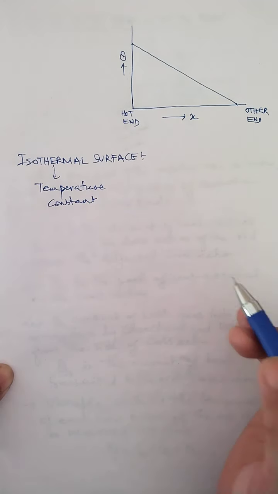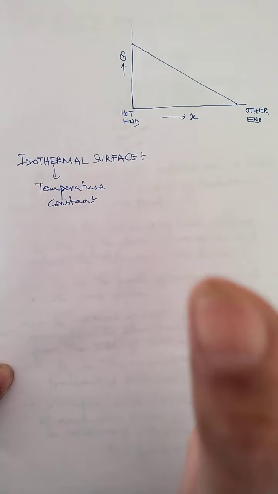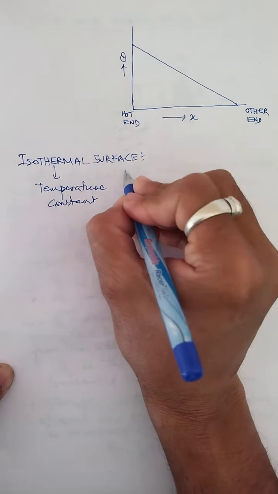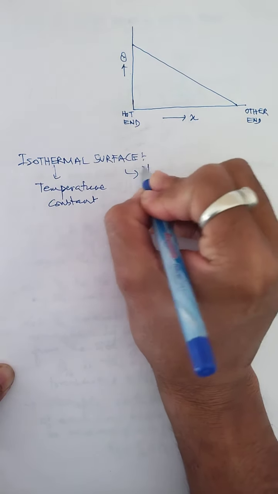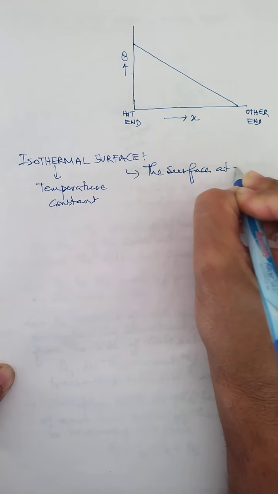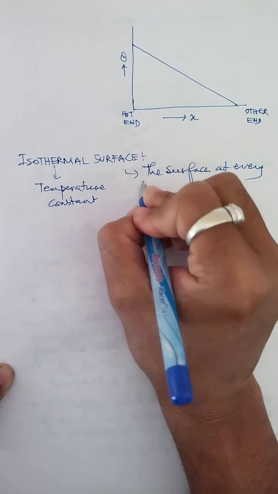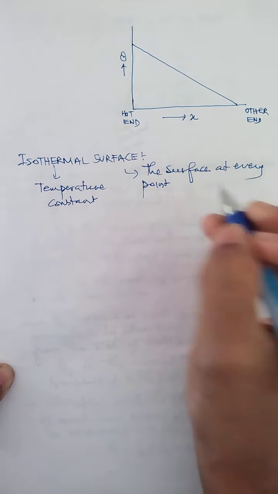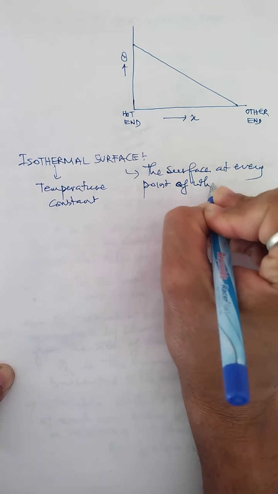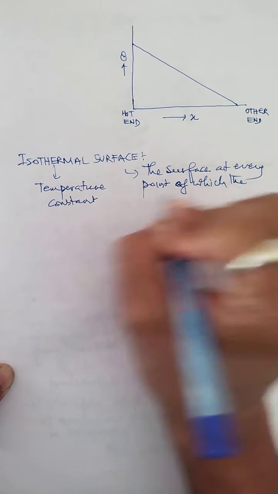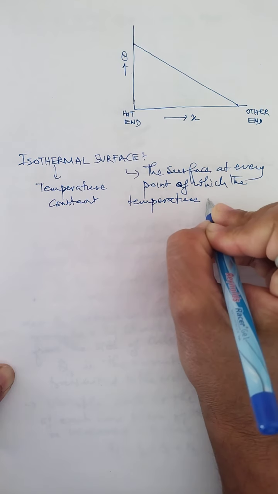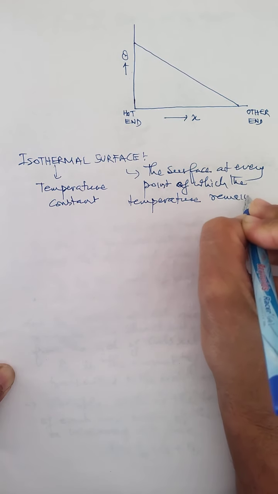So what do you mean by isothermal surface? The surface at every point of which the temperature remains the same is called isothermal surface. So simply, the definition of isothermal surface: the surface at every point of which the temperature remains the same.